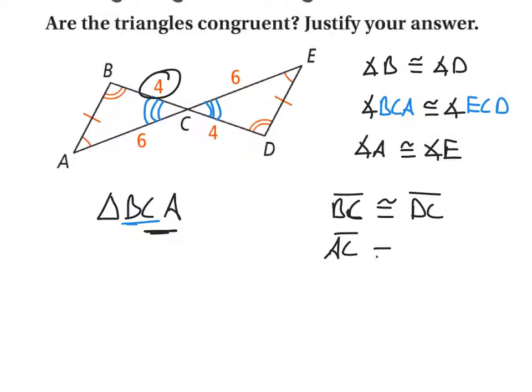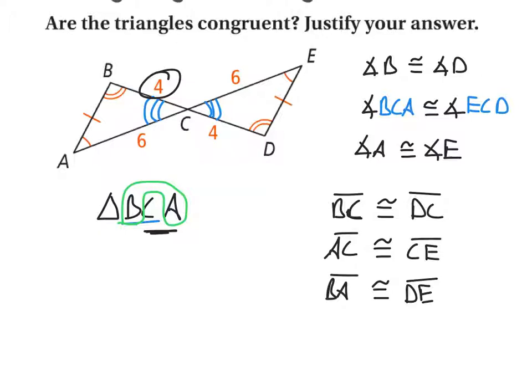Line segment AC is congruent to CE. Those are the ones that are 6 units long. And then our last one here, again, take the first and last letter in the name. So line segment BA is congruent to which one? ED or DE. Yes, whichever way you want to name that. Okay, because they're both marked with 1 dash.